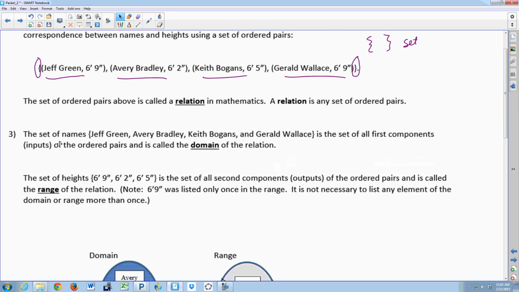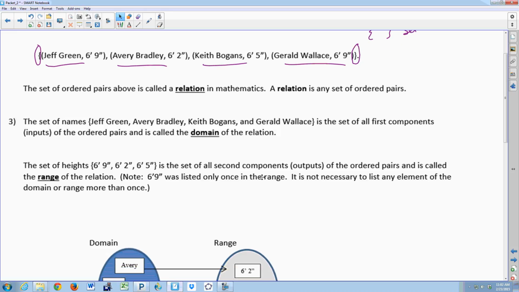Okay. Now, this is where the idea of domain and range comes in. We just looked at the idea of domain and range with a graph, but it doesn't have to be a mathematical graph. It can just be a set of ordered pairs like this, where the first input into the ordered pair, what you typically call x, but since we're not doing any mathematical manipulation with this, like multiplying it or squaring it, it's just the Celtics name. So the set of all inputs is Jeff Green, Avery Bradley, Keith Bogans, and Gerald Wallace. Since they're the first input into each one of these ordered pairs, we call that the domain of the function.